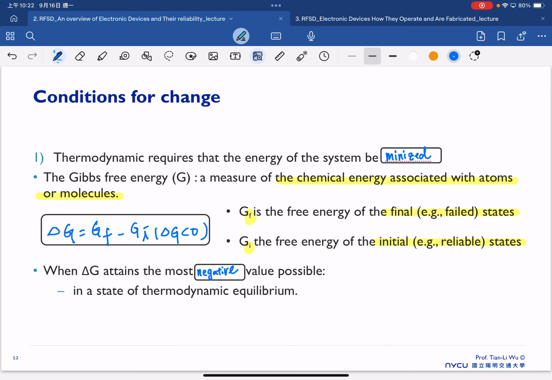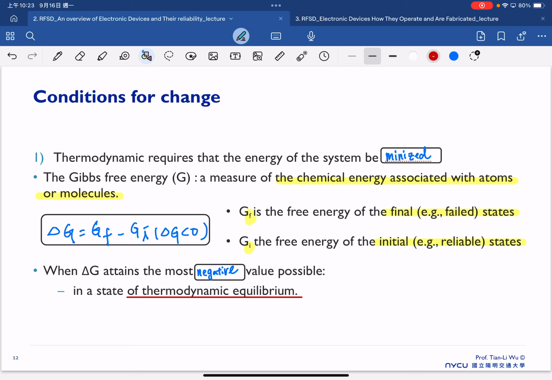So that means in the nature of the system, we prefer the delta G to be as negative as possible. This is what we consider the state of thermodynamic equilibrium. Once our delta G achieves as negative as possible, the system will start to approach the case of thermodynamic equilibrium.